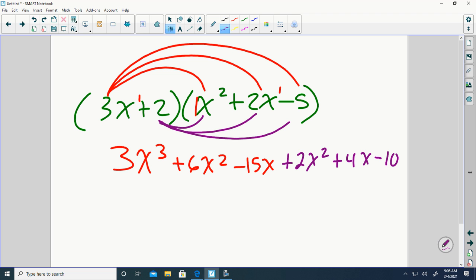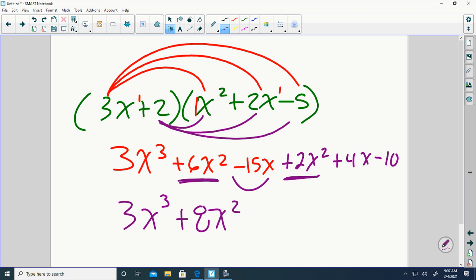My friends, I believe we have some like terms. 3x squared, there's no like term with that. 3x to the third, we're done. But is this and this, are those like terms? They have the same exponent, same letter. 6 plus 2 is 8x squared, or 8x to the second. This is also a like term, and this is also a like term. Negative 15x plus 4. Negative 15 plus 4.